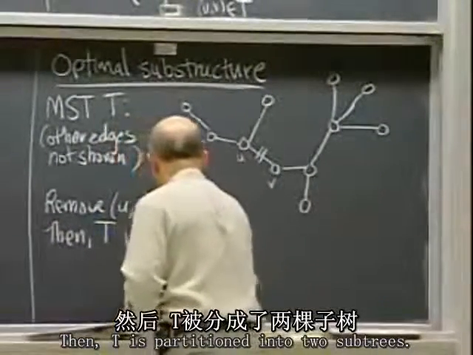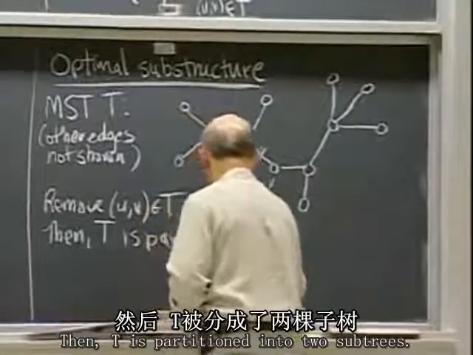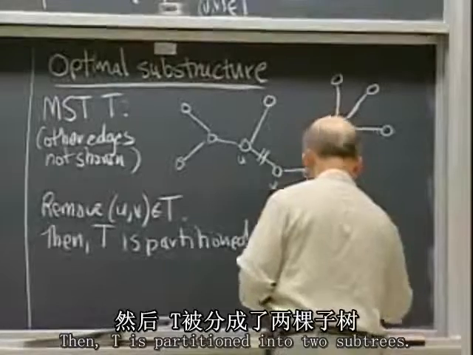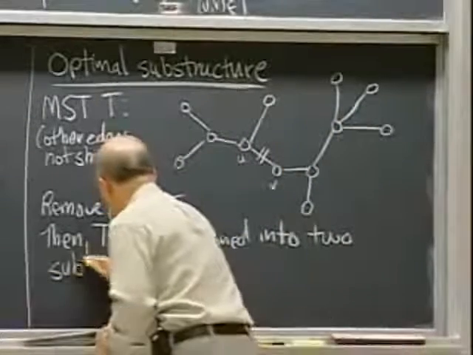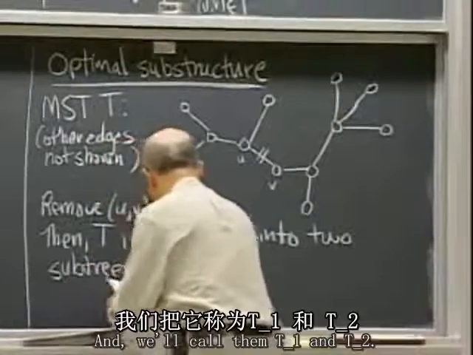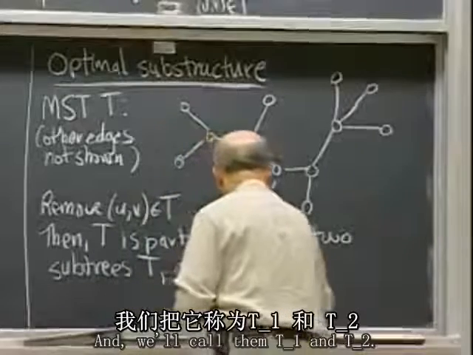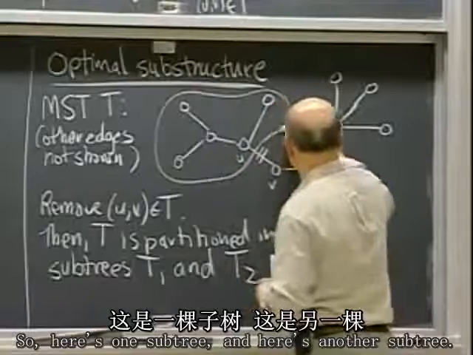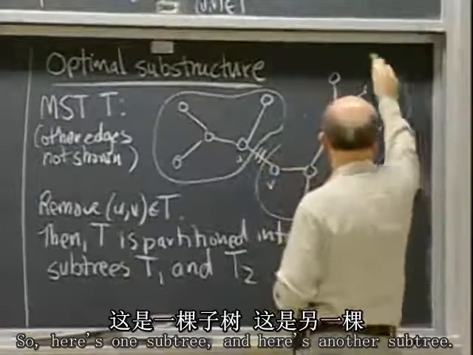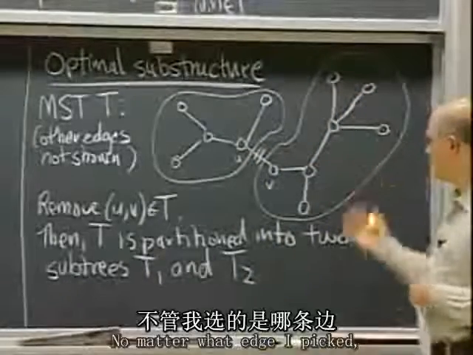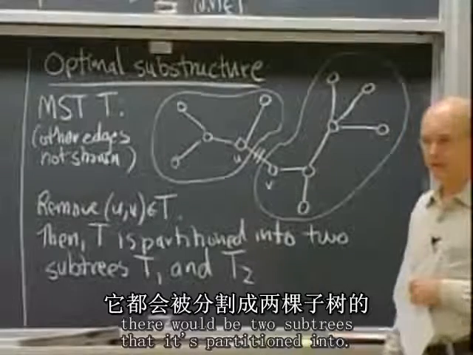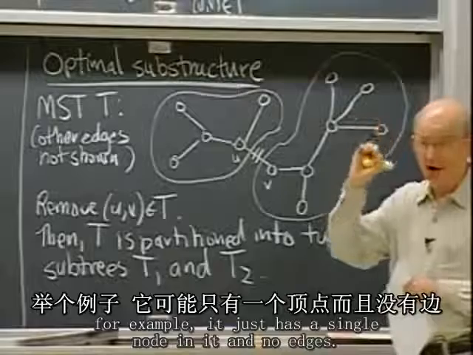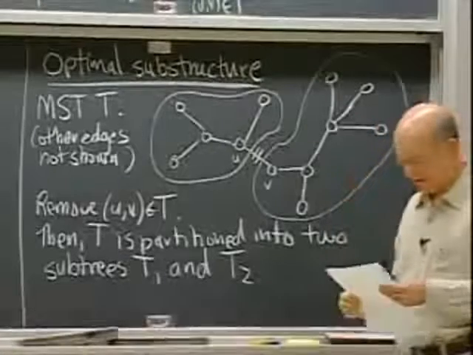T is partitioned into two subtrees, and we'll call them T1 and T2. So here's one subtree, and here's another subtree. We've partitioned it. No matter what edge I picked, there would be two subtrees that it's partitioned into, even if the subtree is a trivial subtree, for example, just has a single node in it and no edges. Okay?